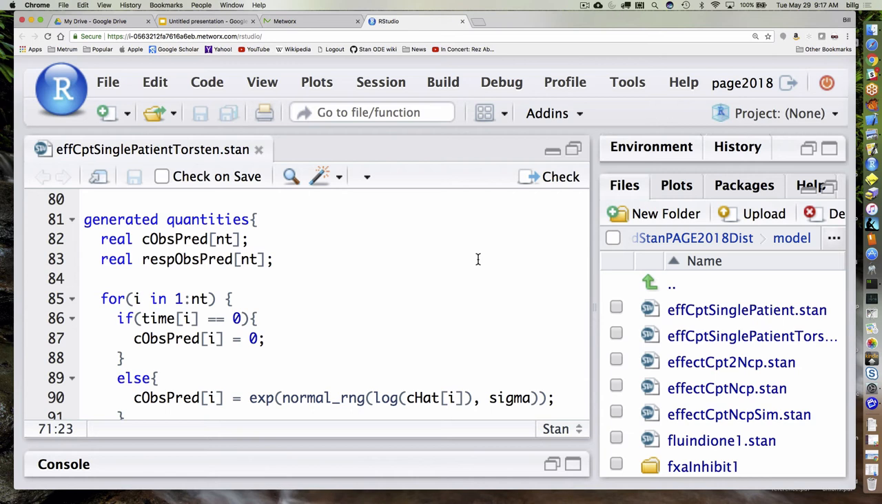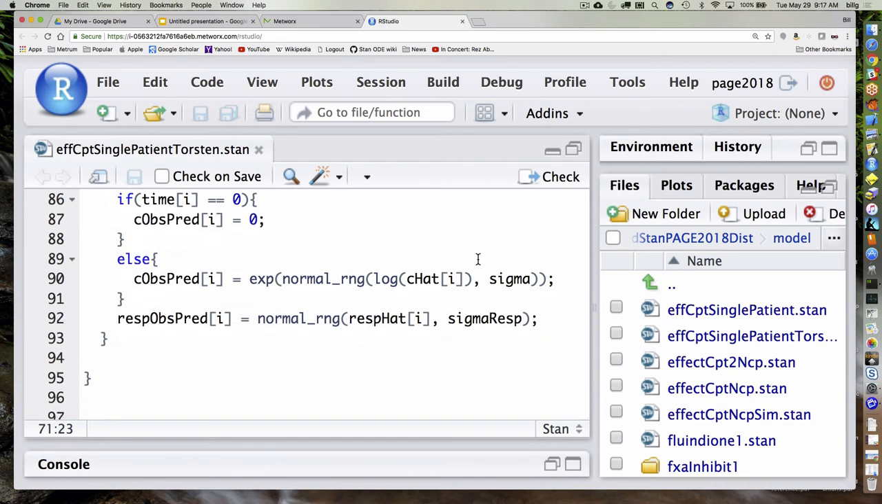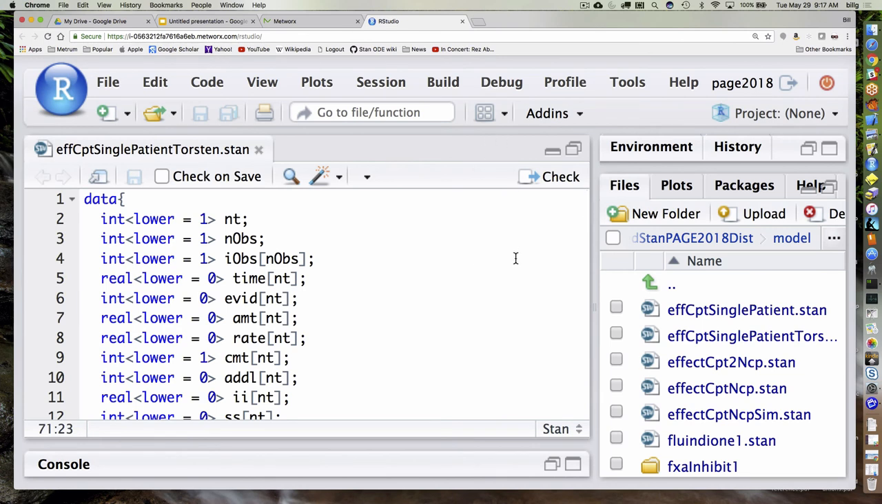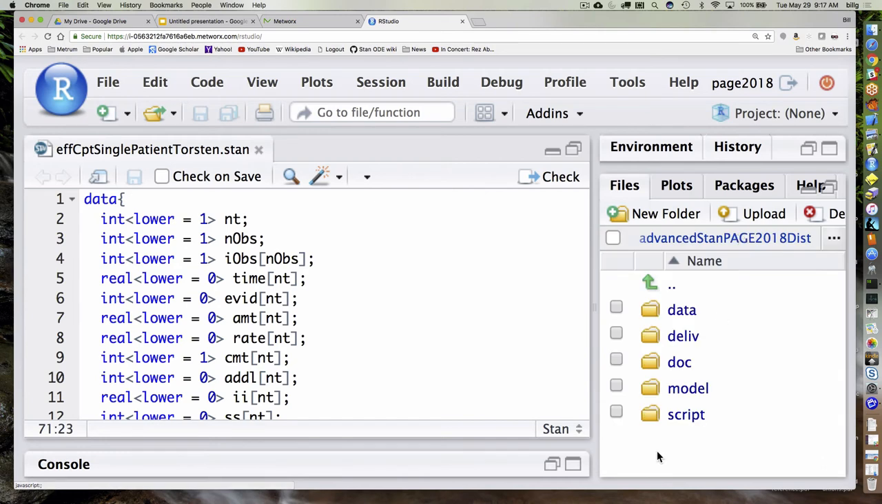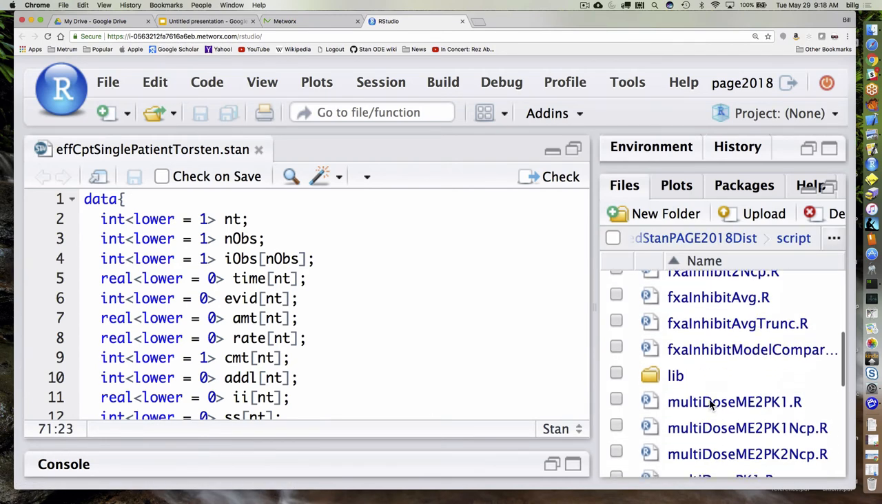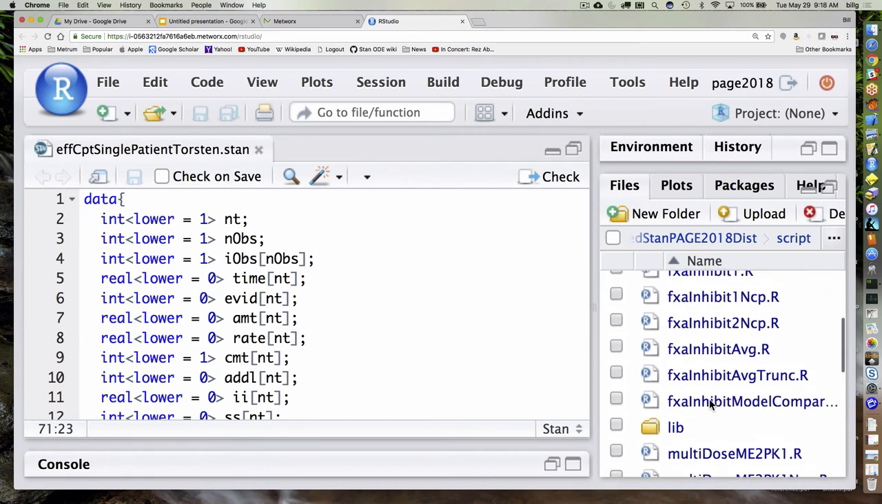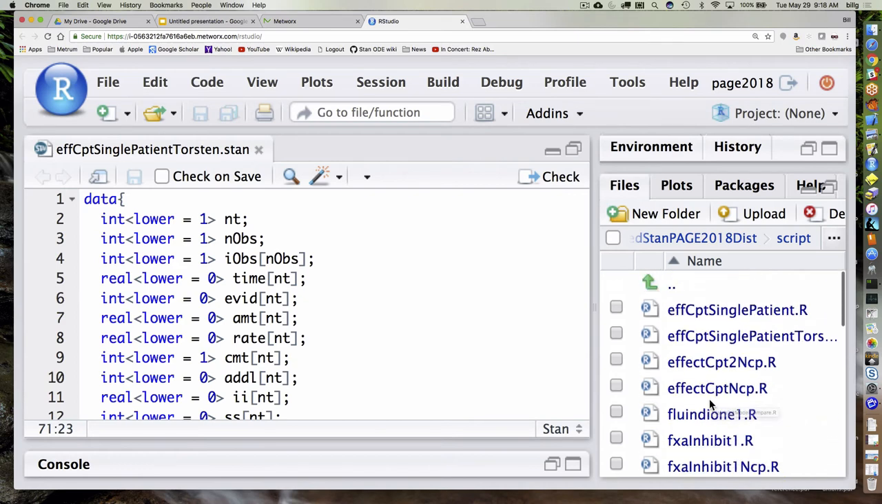Here, I just go ahead and generate my predictions directly from the C hats and response hats I've already calculated. And this was only a single individual, right? In theory, it shouldn't even take very long. It's been a while since I ran this one, so I don't remember how long. Okay, what did I call it? Effect, yes.